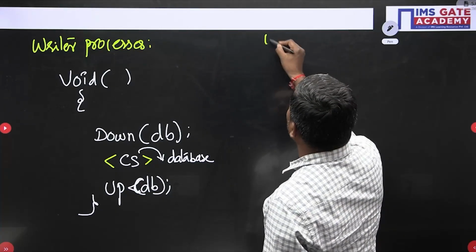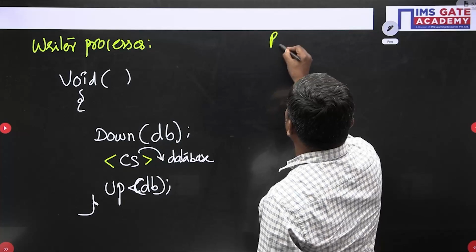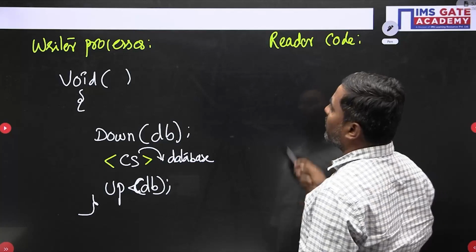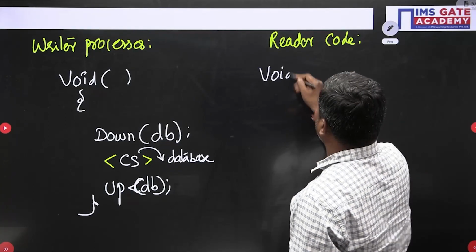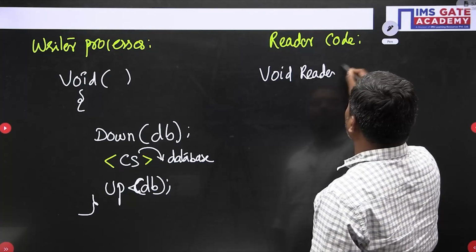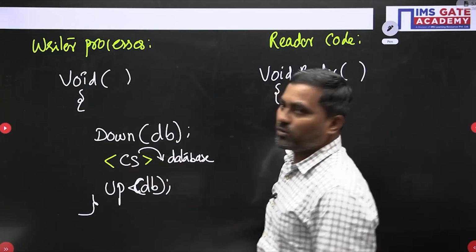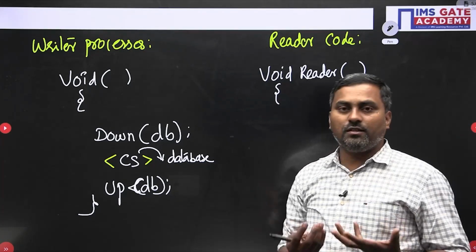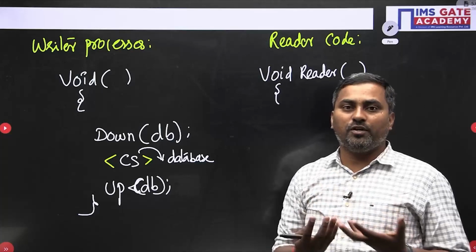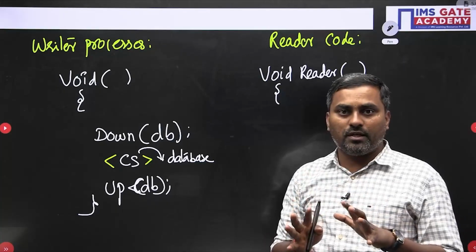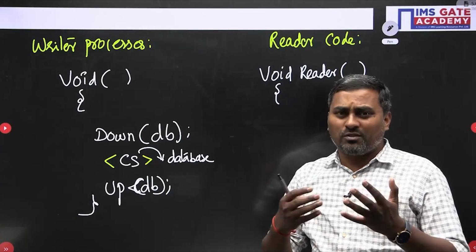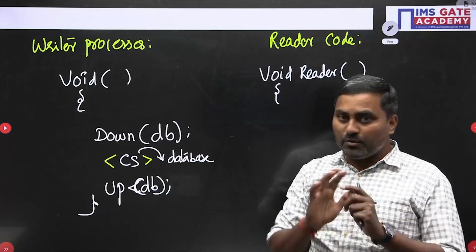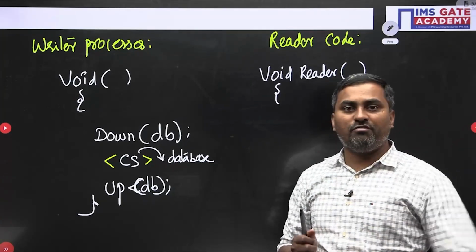Similarly, you see the code for the reader, the reader process code. So while 1, I can mention it like this for the reader. Now see what the reader code should have. As I mentioned, the first reader's responsibility is to down the database. Once the first reader comes, no writer should come. That means you should down the database, and you should allow n number of readers, right?